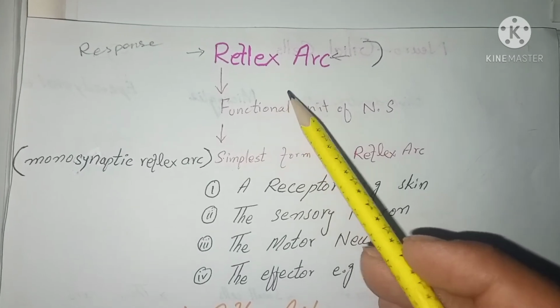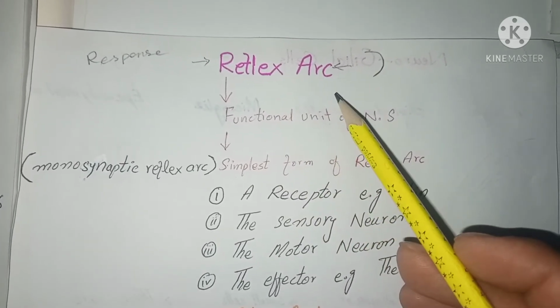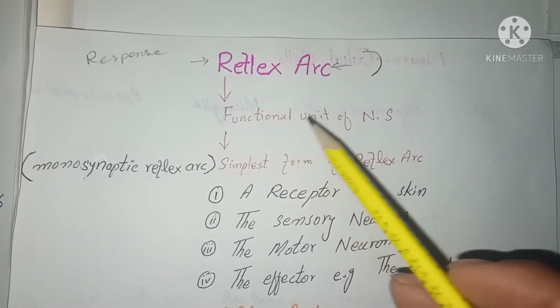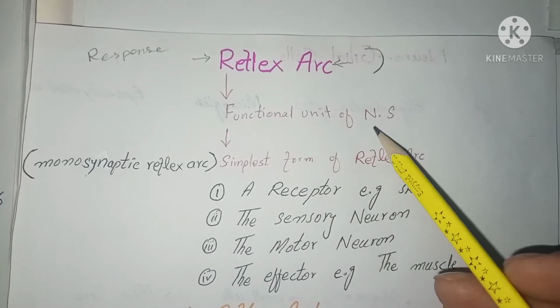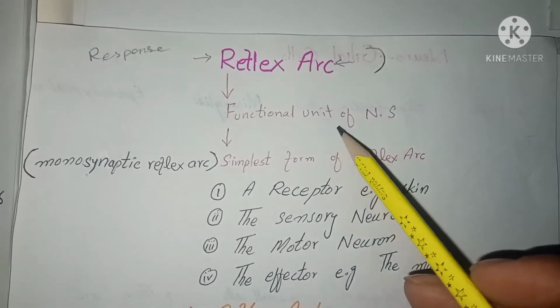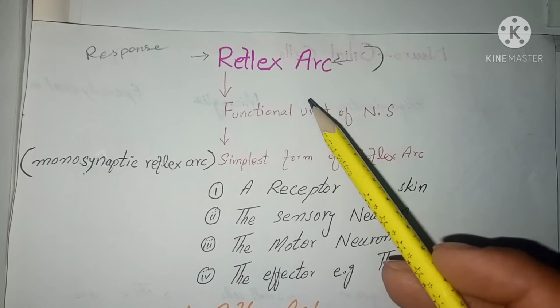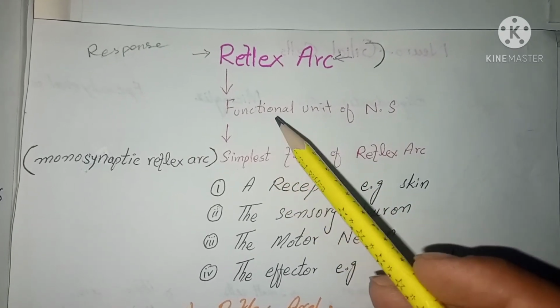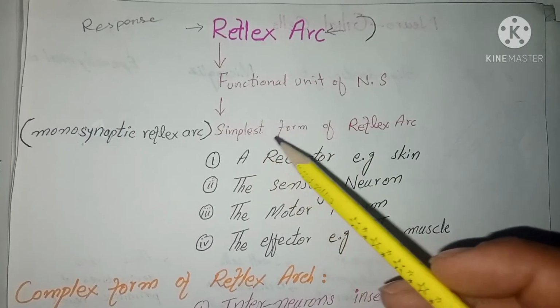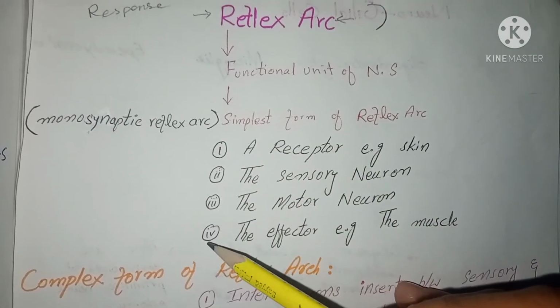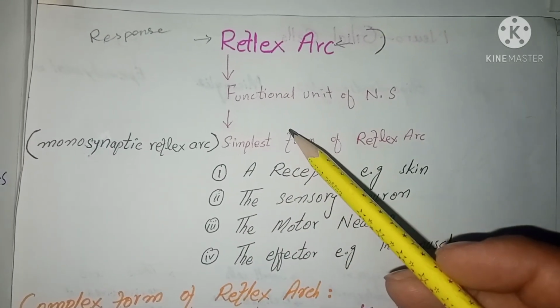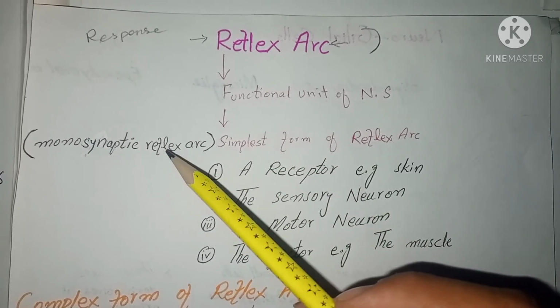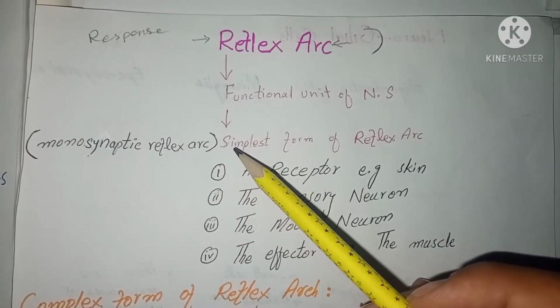So what is reflex arc? Reflex arc is the functional unit of the nervous system. In the nervous system, the functional unit is the reflex arc. The reflex arc is of two types: simple and complex. First of all, we talk about the simple. The simple is also called monosynaptic reflex arc.